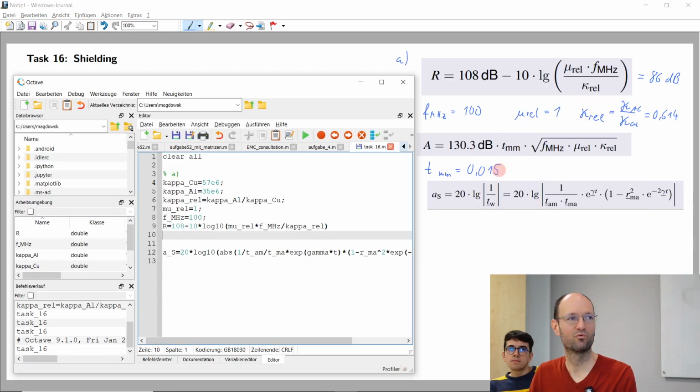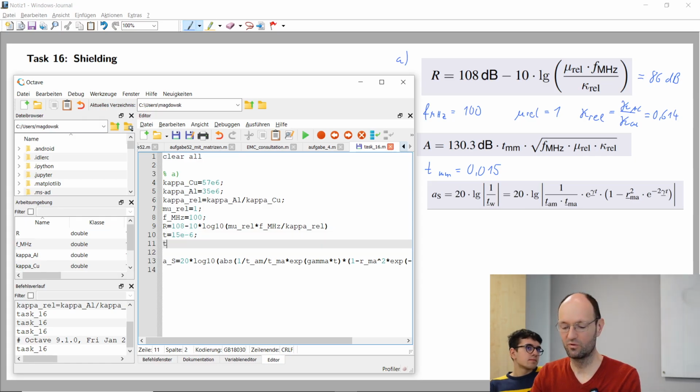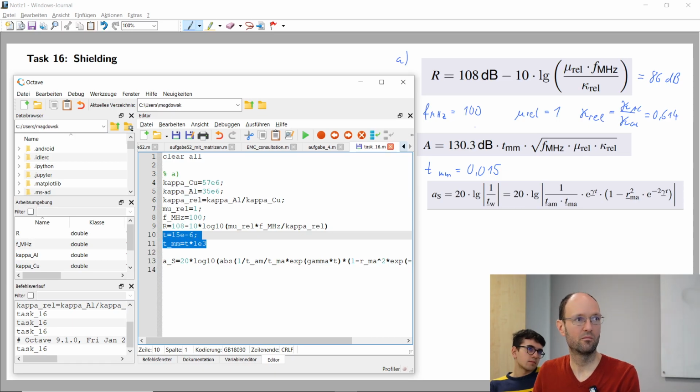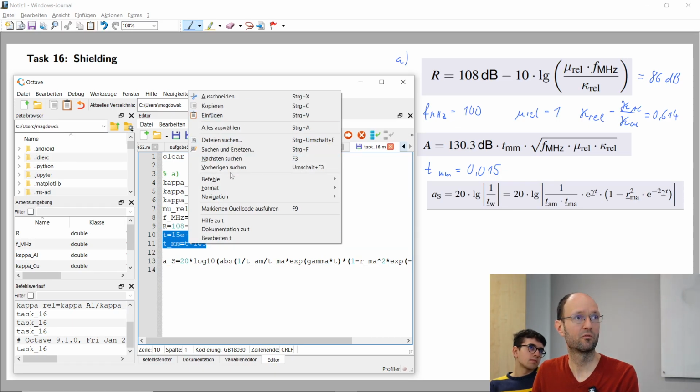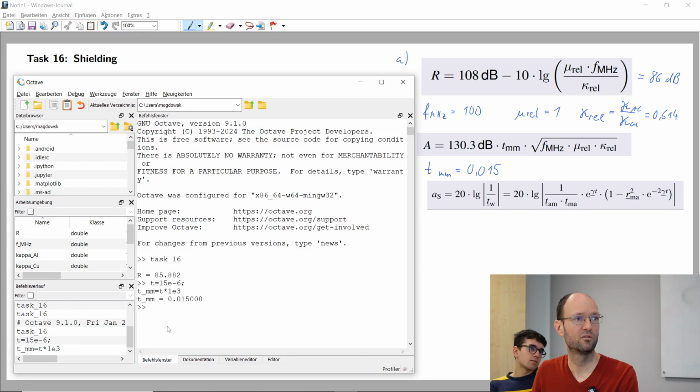And so if we do it like this, the real thickness is 15 micro, and micro is 10 to the power of minus 6. Now if we want to have the thickness in millimeter, we take the thickness and multiply with 10 to the power of 3, because millimeter is 10 to the power of -3. I can execute this here, and so we get the 0.015.